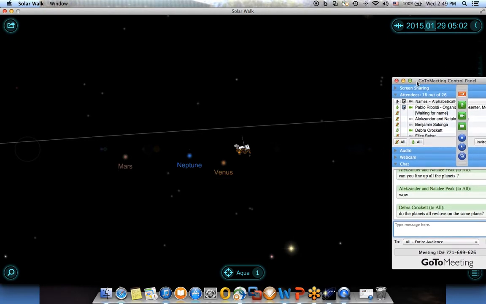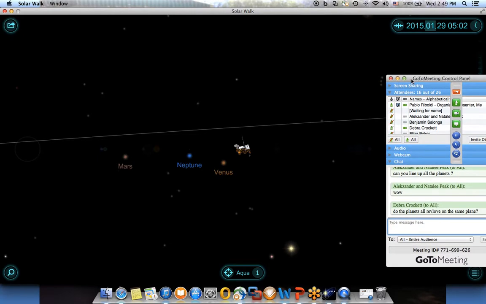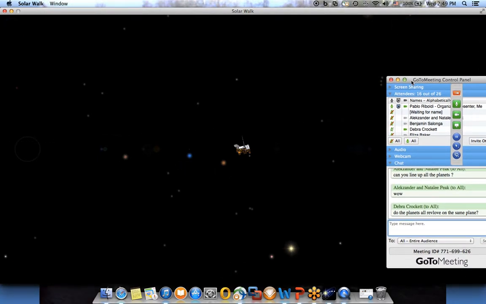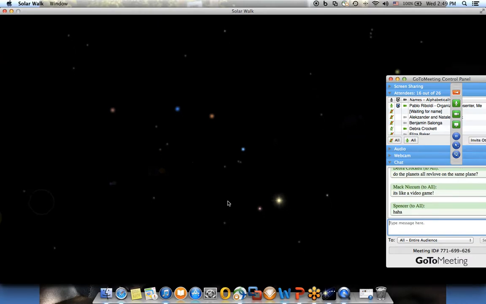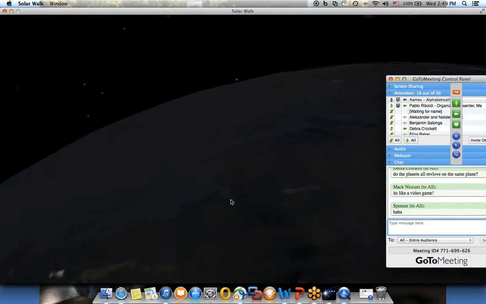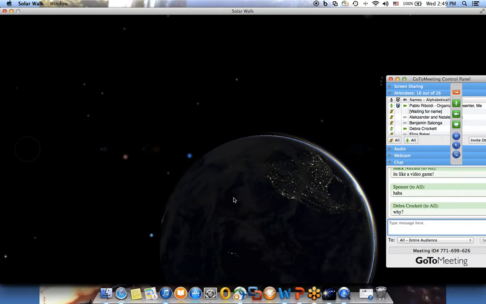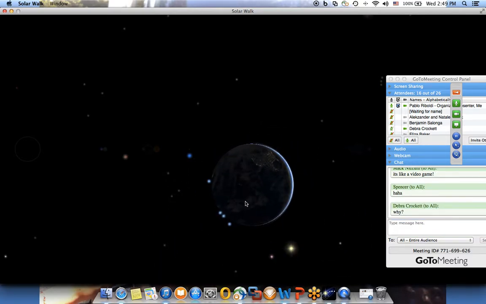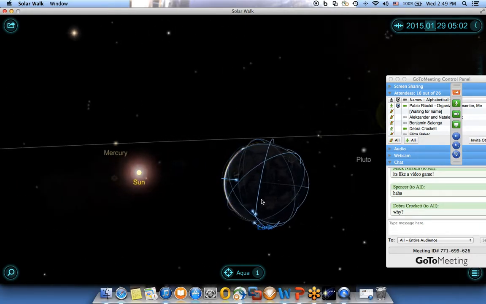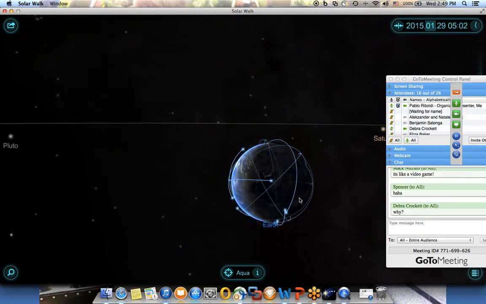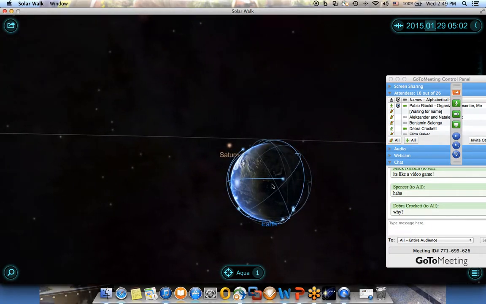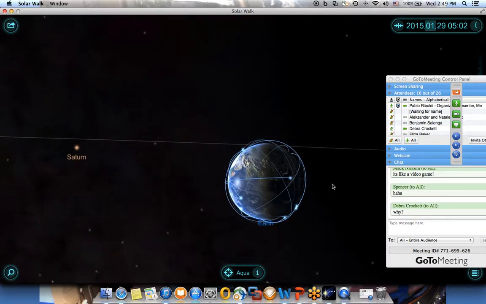Most of the planets revolve around the same plane. I believe that Uranus has the most tilted of the orbits, and Pluto has a very, very much tilted orbit. So Pluto is the one that is the most tilted of all the planets in the orbit. But all the other planets follow the same plane. They go around the same plane of the ecliptic.